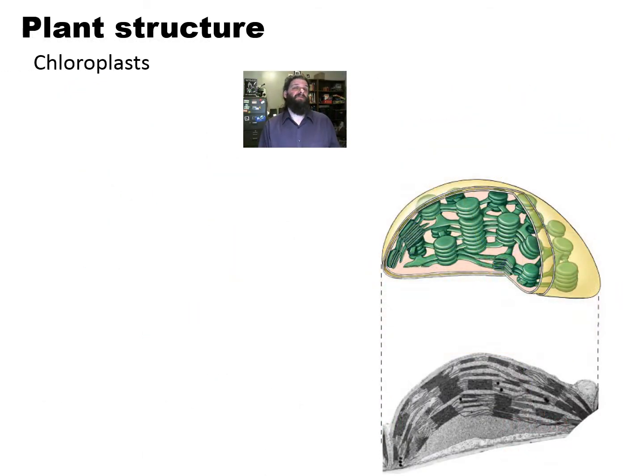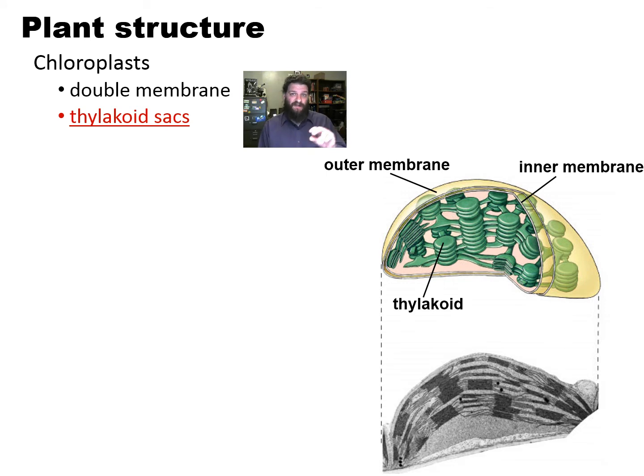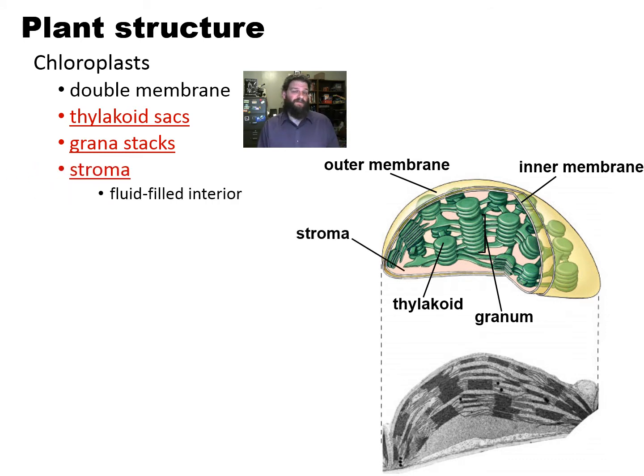In order for us to have a good handle on how chloroplasts are able to carry out photosynthesis, we should really have an understanding of the structure of the chloroplast itself. So it is a double membrane structure. That means it has an outer membrane and an inner membrane. In this case, the inner membrane is broken up into smaller compartments called thylakoids. And those thylakoid sacs are kind of stacked up into structures called grana. Between the grana and the outer membrane is a fluid-filled space referred to as the stroma.